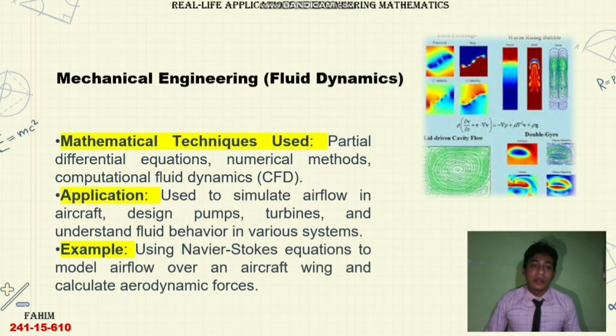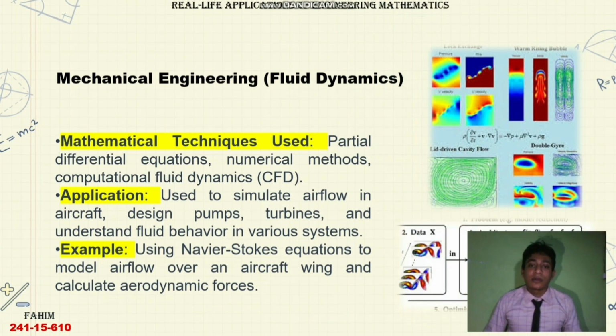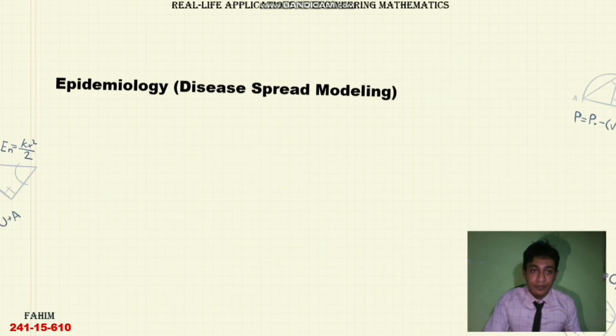Mechanical engineering, fluid dynamics. Mathematical techniques used: partial differential equations, numerical methods, computational fluid dynamics, CFD. Applications are used to simulate airflow in aircraft, design pumps, turbines and understand the fluid behavior in various systems. Example, using the Navier-Stokes equation to model airflow over an aircraft wing and calculate aerodynamic forces. We can see some formulas. By using this formula we can find out the behavior of a system.